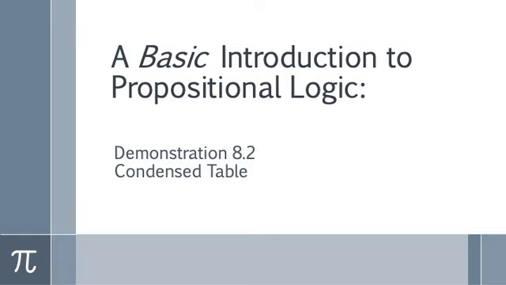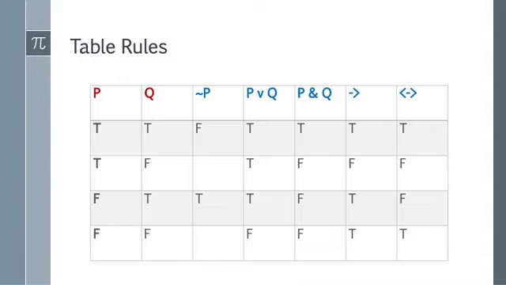A basic introduction to propositional logic. Demonstration 8.2, condensed table. The table rules. Using the terms P and Q, the not is monadic, so it will only connect to one of them, and it flips the truth value, right? If it's true, it'll be false. If it's false, it'll be true.